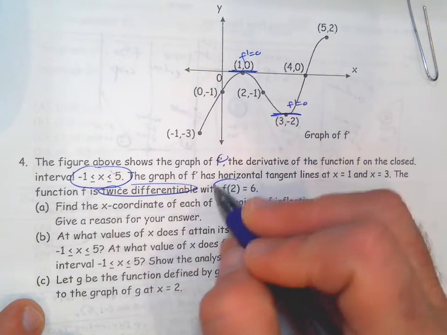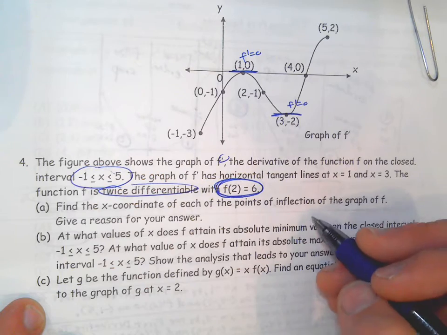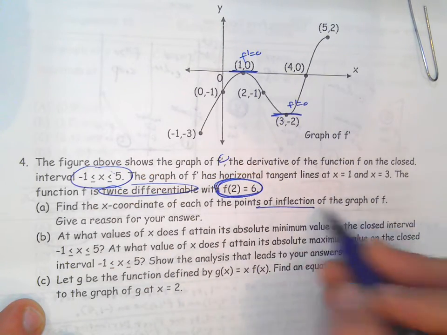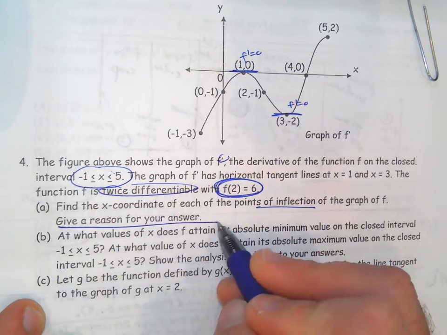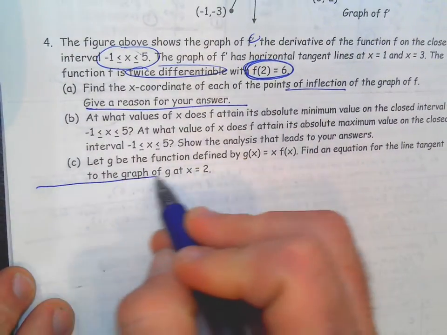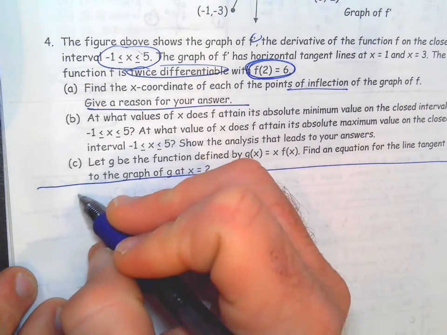And then they give you what we call an initial condition. That's the starting value. So that's a little different than the last one. We actually get a starting value. Find the x-coordinate of the points of inflection of the graph. Give a reason for your answer. Now, don't say second derivative test. That's for relative maxes and mins. Your reason is going to be because the concavity changes, because the second derivative changes sign or something like that.